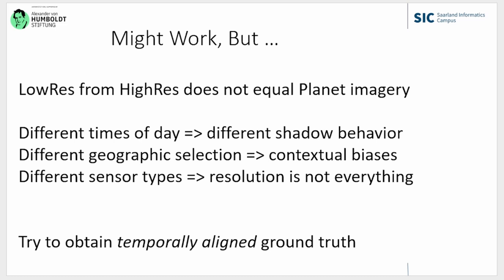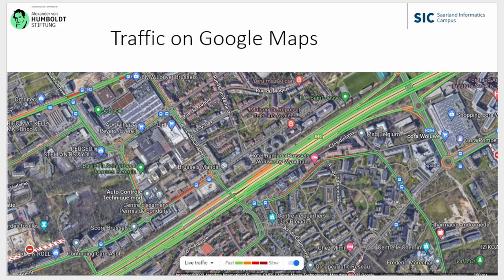One data source is traffic from Google Maps, where we can see when the image was taken on Planet. This was the traffic pattern in Brussels. And we can overlay and basically use this as a kind of weak annotation for the computer vision model. There are some drawbacks with this, but I think this will work.